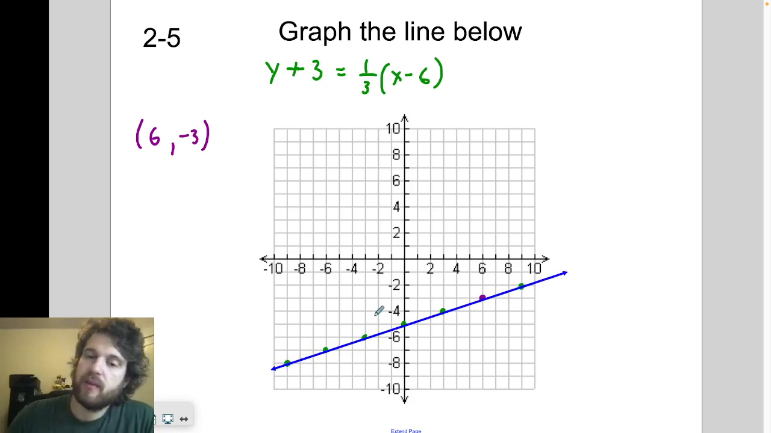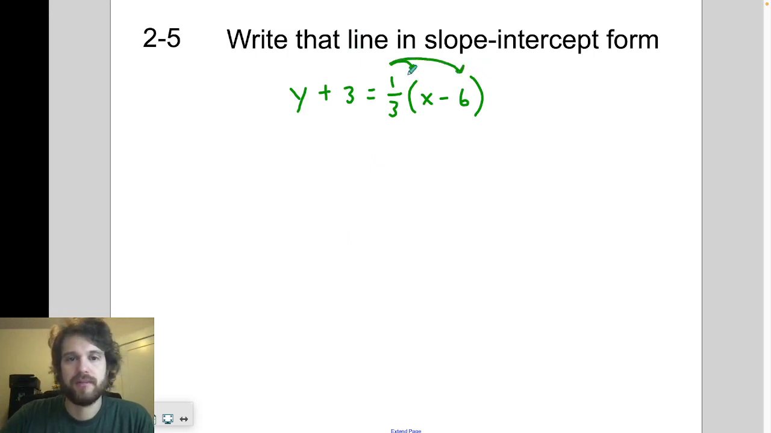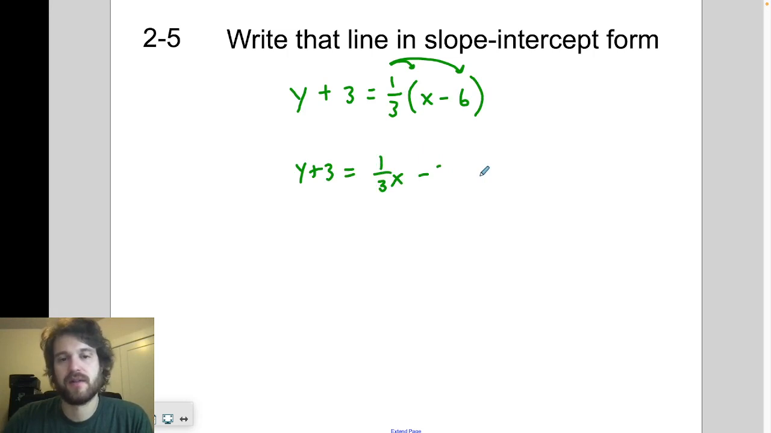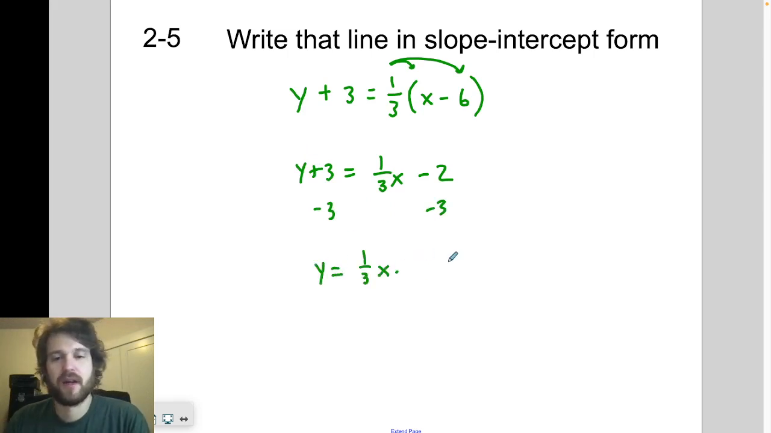So you can see that we have a y-intercept of -5. So if I were to put this into slope-intercept form, what would I do? Well, very simple. You just distribute here. So you'll end up with y plus 3 is equal to 1/3 times x is 1/3 x. 1/3 times negative 6 is minus 2. Now this is not in slope-intercept form because we have to get y by itself. So you subtract 3 from both sides and you get y equals 1/3 x minus 5.